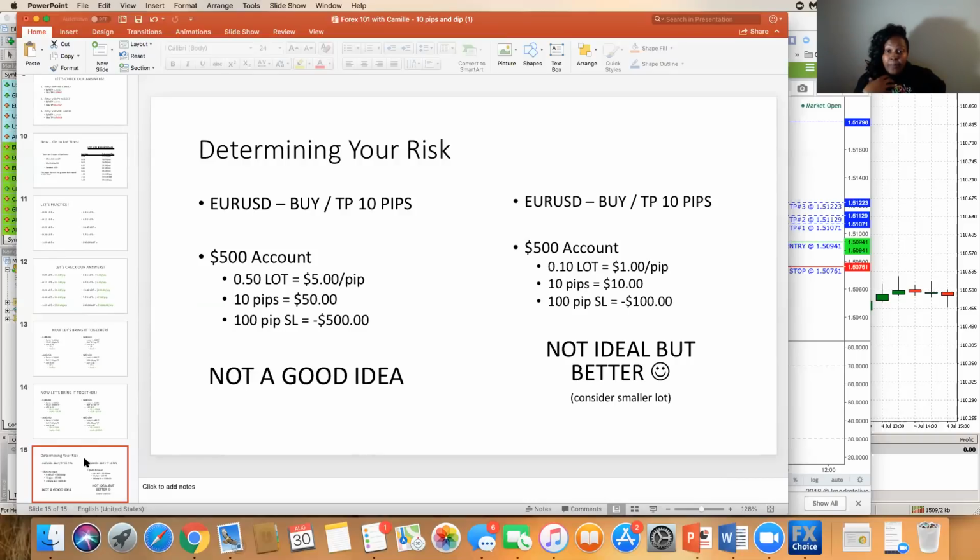Honestly, for me, that's the question I ask myself when I'm choosing a lot size to trade. If this trade goes against me, I give myself 200 pips. If this trade goes against me 200 pips, what will my account look like? And that's how I determine what lot size I pick.